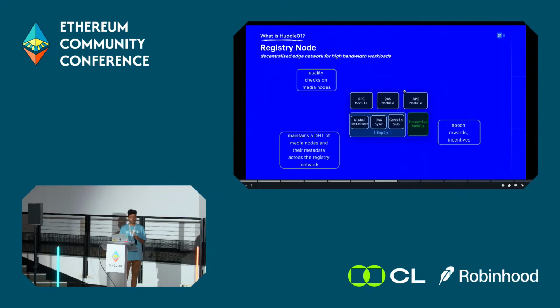And they maintain a DHT of nodes, because the number of media nodes is in the thousands. You need to maintain a ledger where the orchestrators can go and query which country or which continent has which nodes, and you get the information, dial the nodes directly, and connect to them. They're also responsible for maintaining the quality scores and hence also responsible for delivering incentives and rewards.